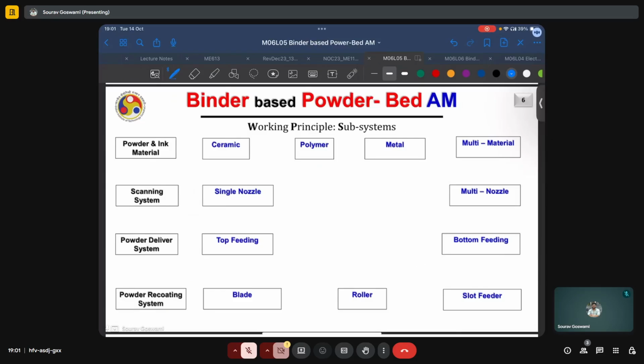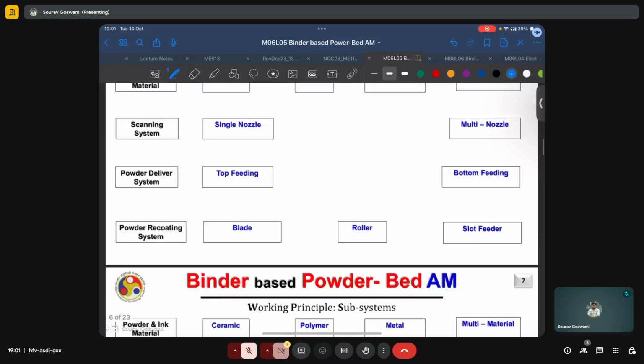The powder recoating system will either be available in the form of a doctor's blade or in the form of a roller, which will have the additional degree of freedom of rotation about its own axis, or it can also be delivered using a slot feeder.